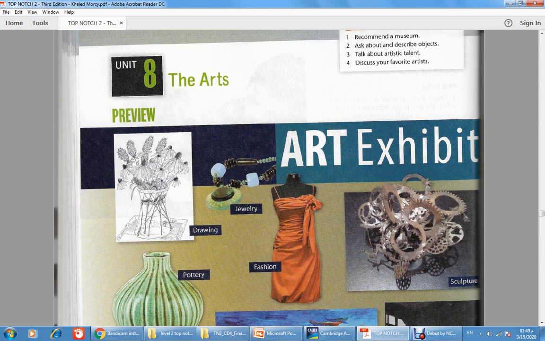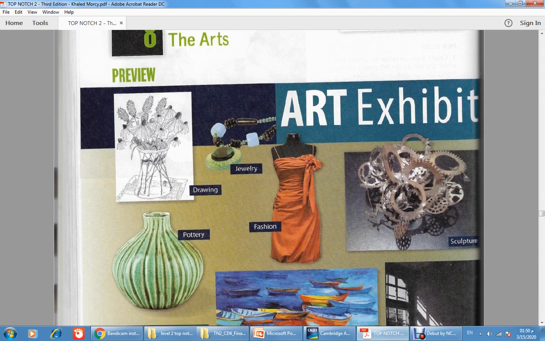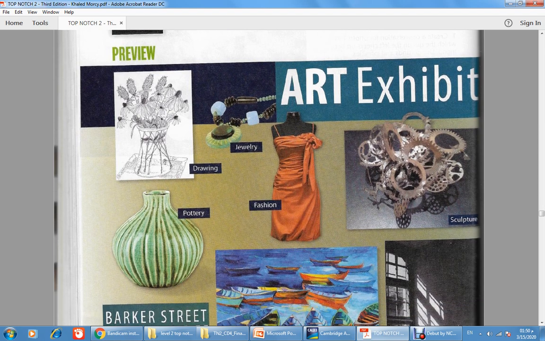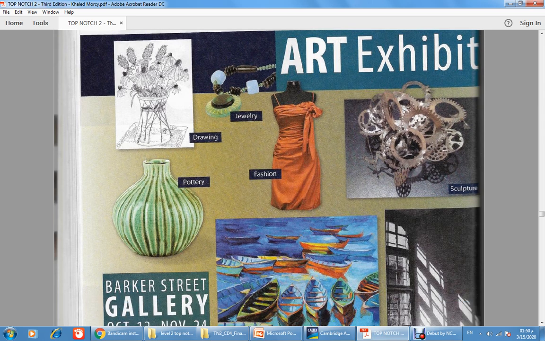Okay, the arts. What does the arts mean? Of course, it means in Arabic, al-funun. Look at the picture we have. It's a picture about an art exhibit. What does exhibit mean? Exhibit means gallery or show. We have here some words that express the kinds or the types of arts. Let's listen to them first, then we can explain.